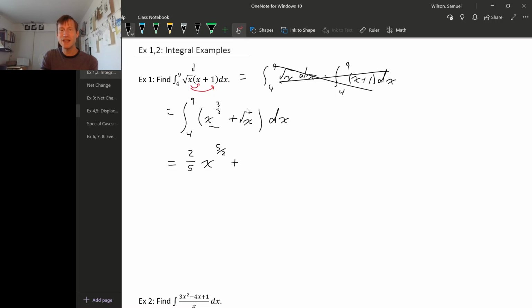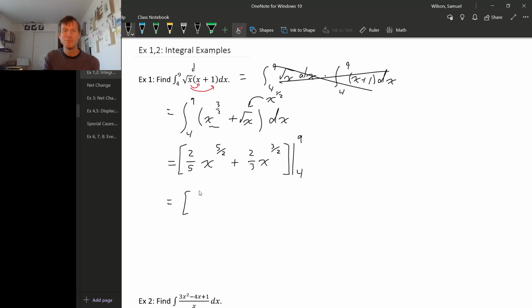The square root of x is really x to the 1/2, so we can again use the power rule. We add 1 to the power, so we get x to the 3/2, and then divide by the new power, so 2/3 out here. If this were an indefinite integral, we would need to write plus c here for our constant of integration, but this is a definite integral, so we just need to evaluate.